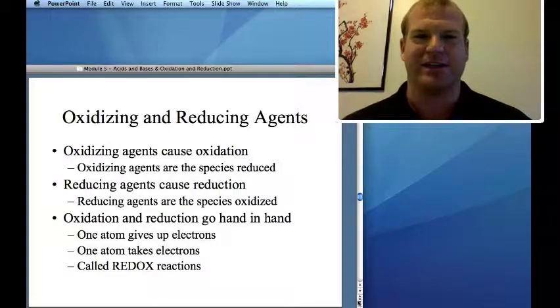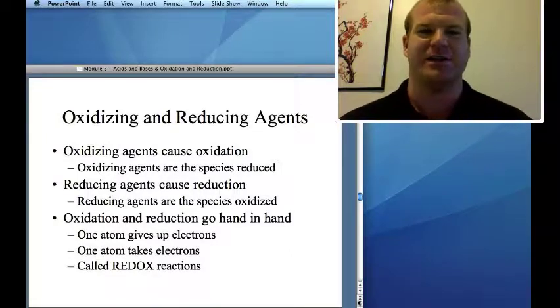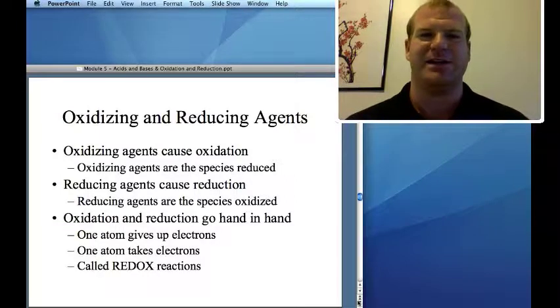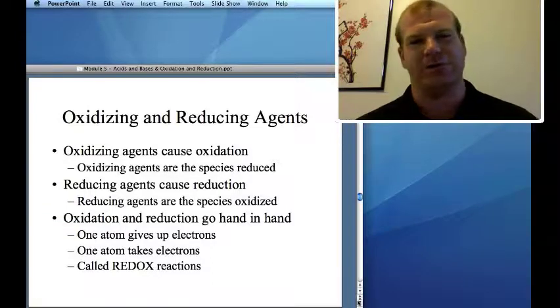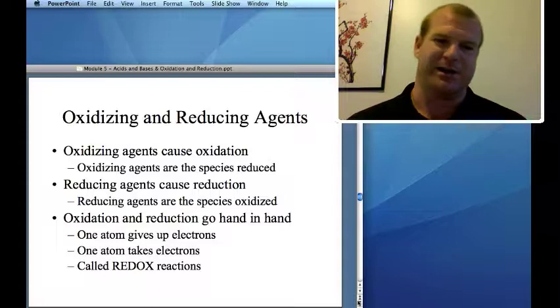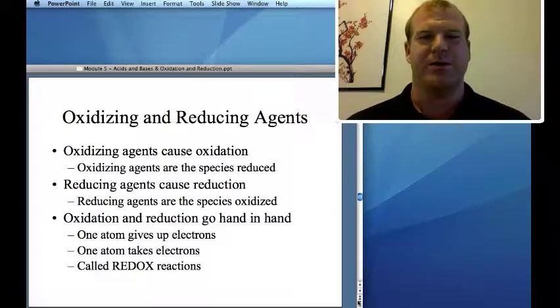So oxidizing agents deliver oxidation. How do you deliver oxidation? How do you take electrons, or how do you remove electrons? You remove electrons by taking them. Oxidizing agents take electrons, therefore they're reduced. How do reducing agents deliver reduction? They deliver reduction by giving up electrons. That means that they're oxidized. So you have to think of them kind of backwards. Oxidizing agents are reduced, and reducing agents are oxidized. So remember that.